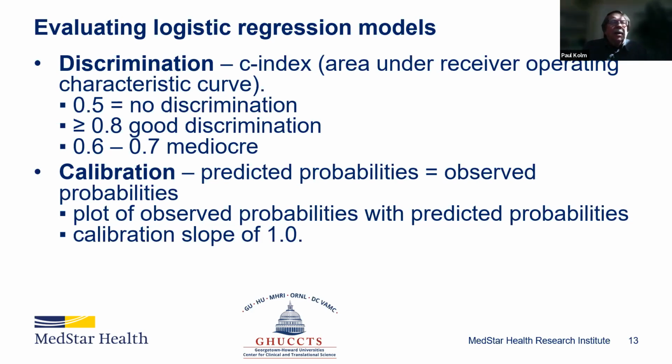The other evaluation statistic for logistic regression models is what we call calibration. And this means, do the predicted probabilities from the model equal the observed probabilities? The way we do a check on this, which you often don't see as much in the literature, is that we do a plot of observed probabilities with predicted probabilities. In this case, what we hope for is that we get a slope of 1, which means that we have a 1-to-1 correspondence between the observed probabilities and the predicted probabilities.